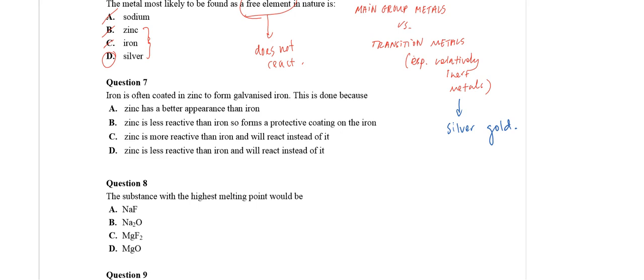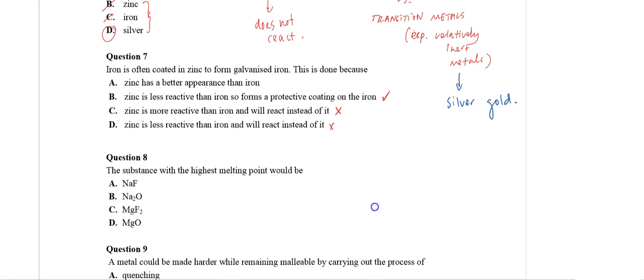First one, zinc has a better appearance than iron. Don't think so. Zinc is less reactive than iron, so forms a protective coating on iron. This sounds reasonable. Let's check the other one. Zinc is more reactive than iron and will react instead of it. I don't think so. Zinc is actually less reactive than iron, so this is not true. Zinc is less reactive than iron and will react instead of it. This is just a really illogical answer. If it was less reactive, it shouldn't react instead of iron. So we can cross these out because they're not correct. And A just sounds wrong.